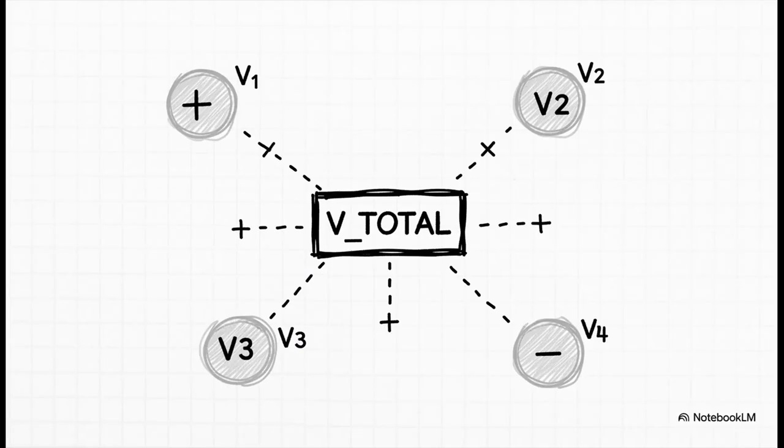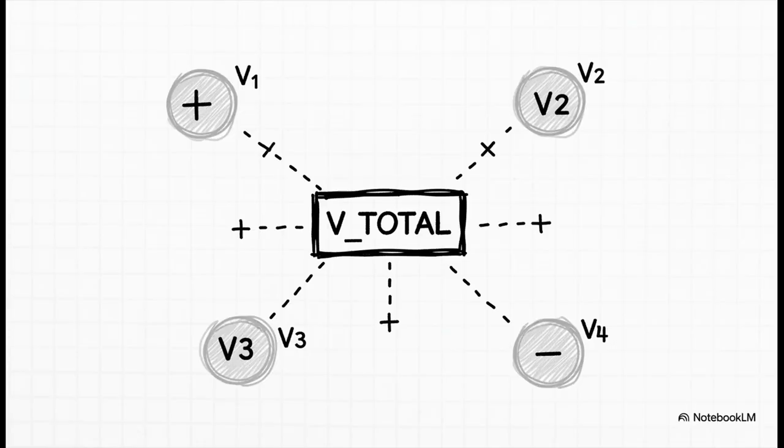And what if you have lots and lots of charges? Don't panic. This is the best part about potential. It's a scalar quantity. That means no vectors, no directions, no headache. Thanks to something called the superposition principle, you just add them up. That's it. The total potential is just V1 plus V2 plus V3 and so on.